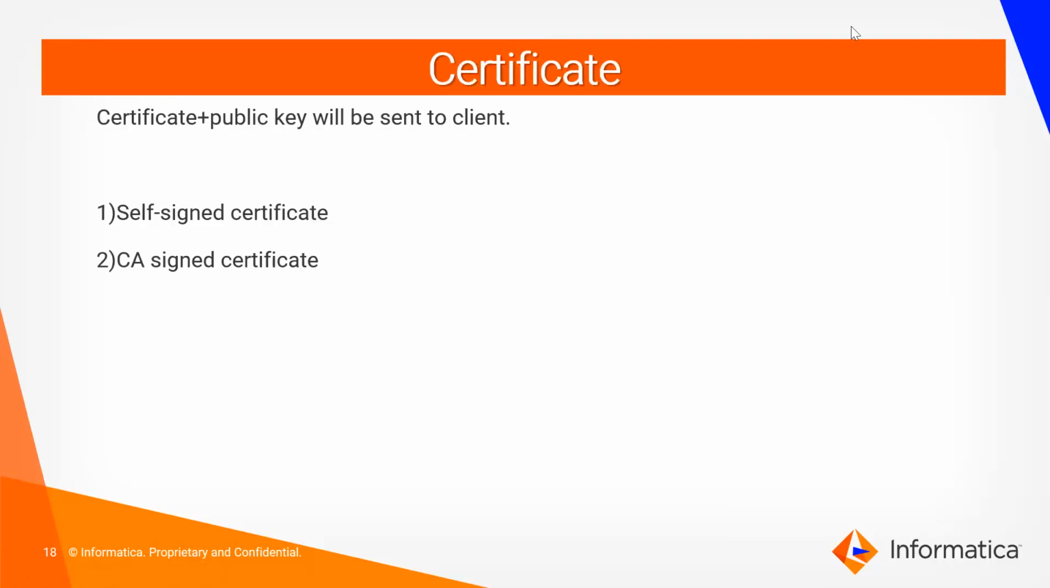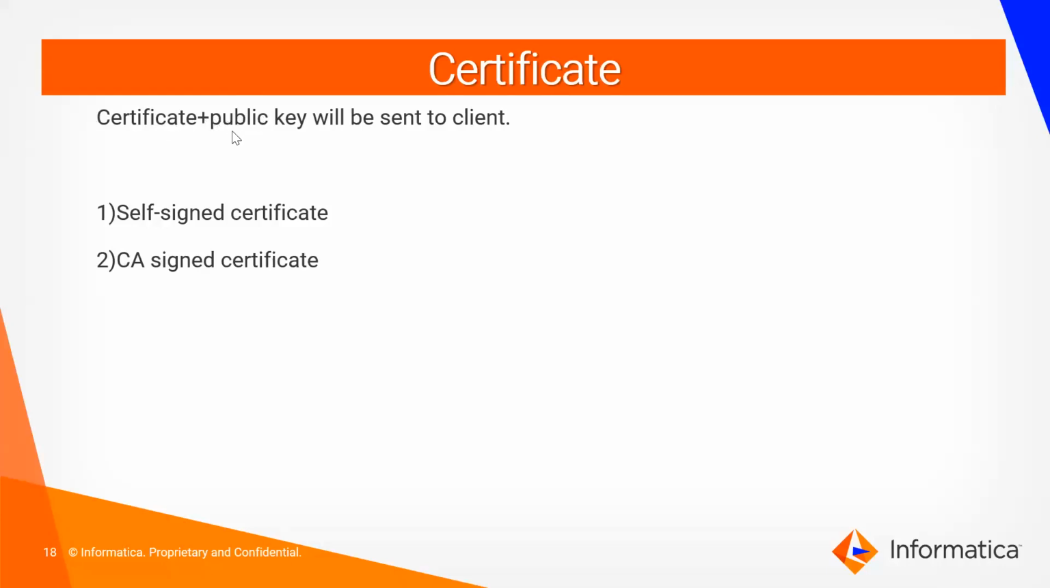So if you see, the certificate plus the public key will be sent to the client. As I told previously, only the public key was sent to the client. But if you send only the public key, because the public key is just a number, there might be a chance that the hacker might change the public key and send his public key. So that's why with this public key, we need to put some identity. That identity is nothing but a certificate. So along with the public key, we need to send the certificate.